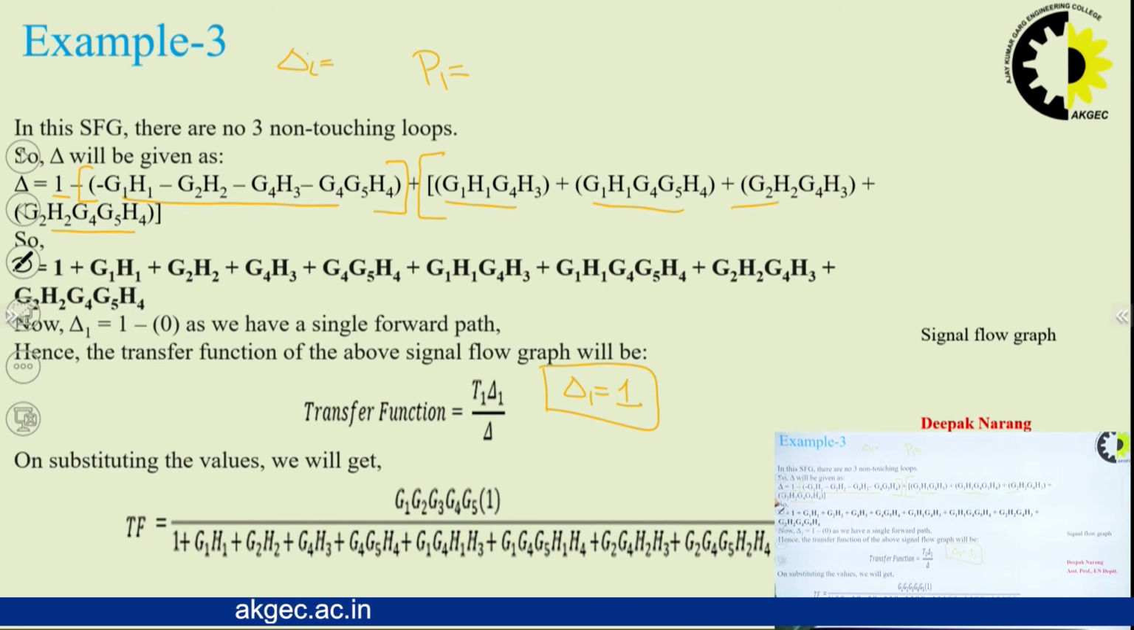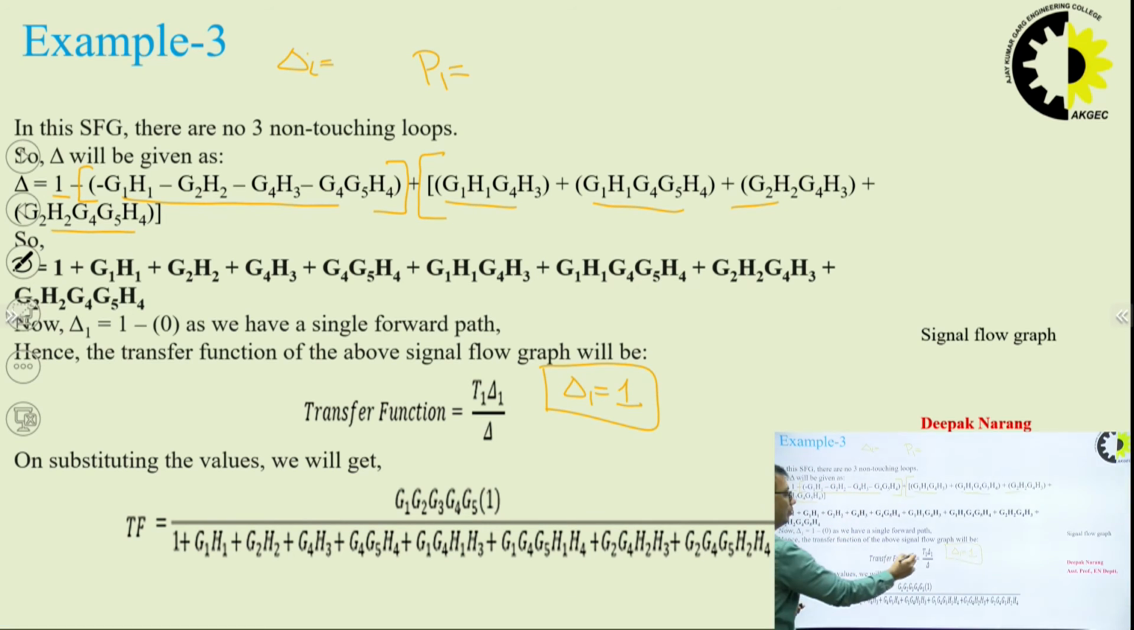So we put this value into the formula, P1 delta 1 over delta, which is our overall transfer function. So G1, G2, G3, G4, G5 into 1 divided by delta, which we have obtained in this equation. This is the overall transfer function of this particular example.